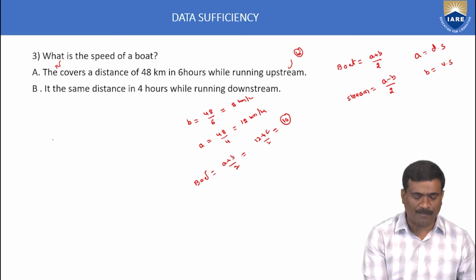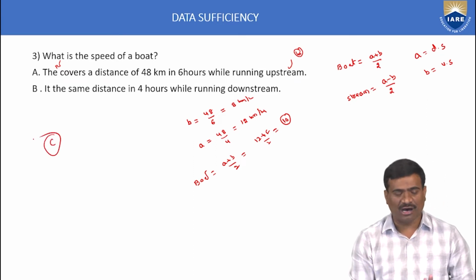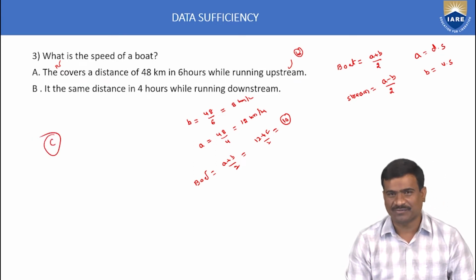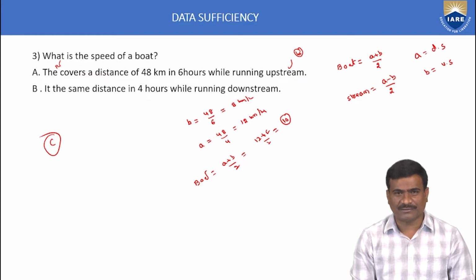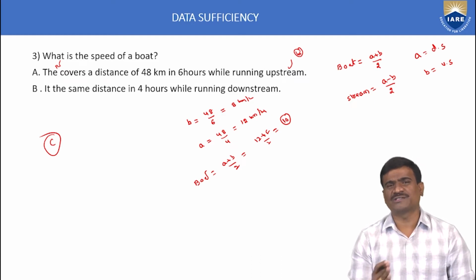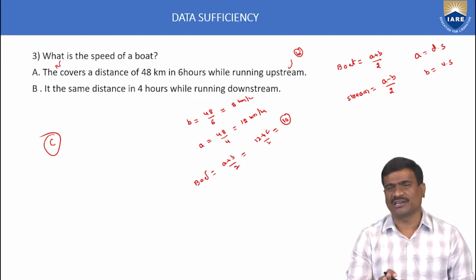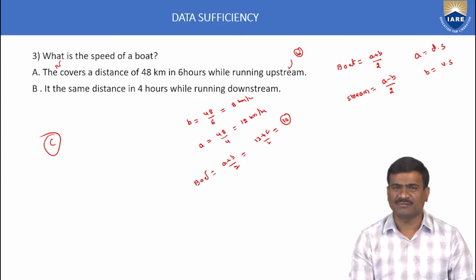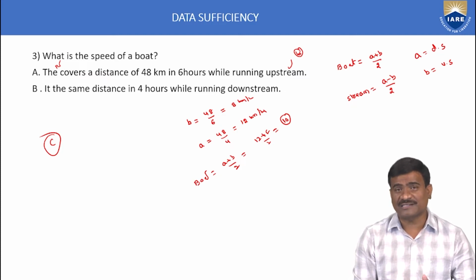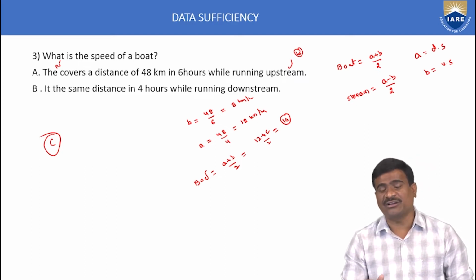Therefore, answering by combining statements A and B, option C only is correct. Here, the important thing is only the application of the topic. Application: speed downstream is equal to x plus y. Speed upstream is x minus y, where x is the speed of the boat and y is the speed of the stream.